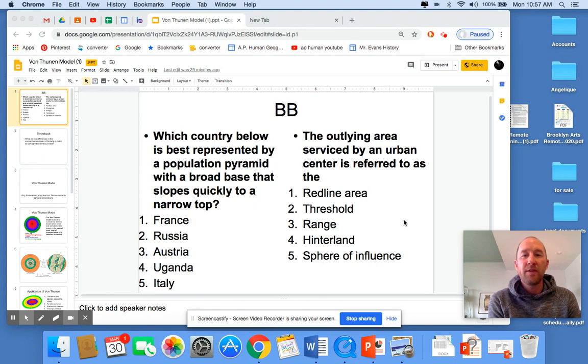All right, we actually have an important day of notes today. We have a new model, an agricultural land use model, which we'll go through, but let's look at our review of questions first. So, question one.